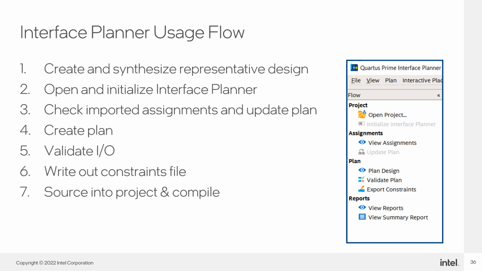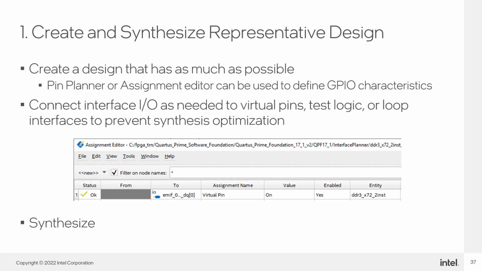First, set up the project to prepare for working with Interface Planner and synthesize the design. As mentioned earlier, the design you want to use with Interface Planner must first be synthesized. Once this is complete, the project is opened in the tool and initialized. Next, any conflicts between existing Quartus Prime assignments that were imported during initialization must be resolved, and the Interface Planner plan must be updated with the resolutions. You'll then actually create your Interface Planner plan by placing design elements, including entire I/O interfaces, into resources on the device. The finished plan must then be validated against the imported assignments. Finally, the new Interface Planner created assignments are written out as a Tcl script, which is then sourced into the Quartus Prime project.